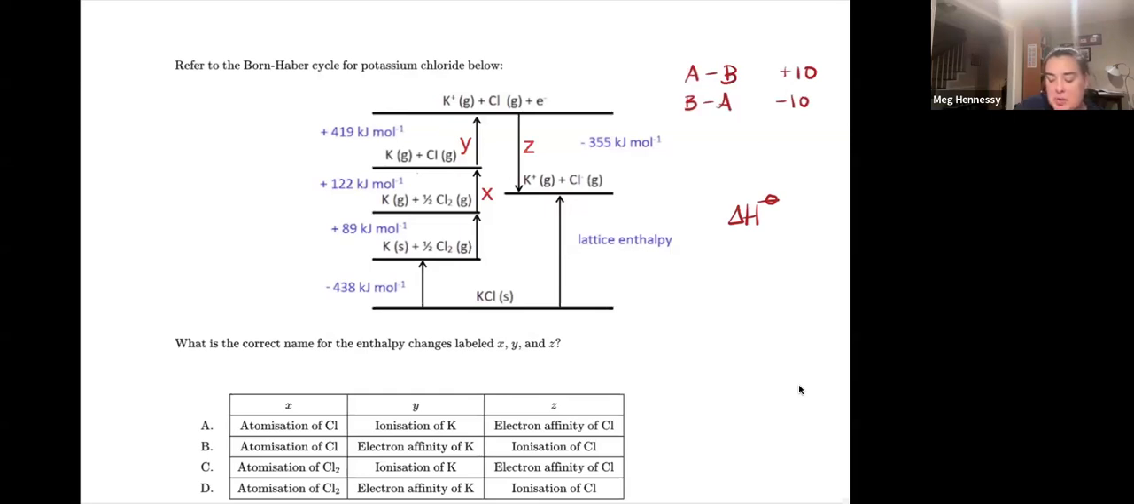Here's another multiple choice question that I took from the RV website about the Born-Haber cycle. It's asking you to look at the different steps, X, Y, and Z, and just talk about what they are. I think a huge part of this is just understanding the different steps that are going on. If you know the answer, feel free to throw it in the chat. Or if you have a guess about the answer, feel free to throw it in the chat.